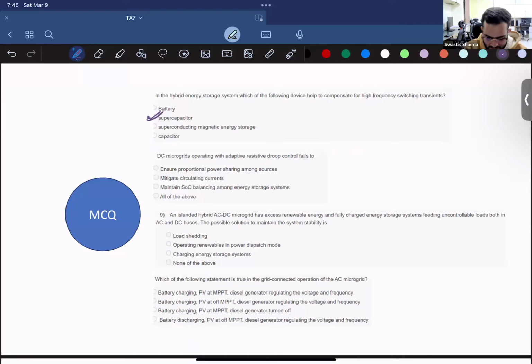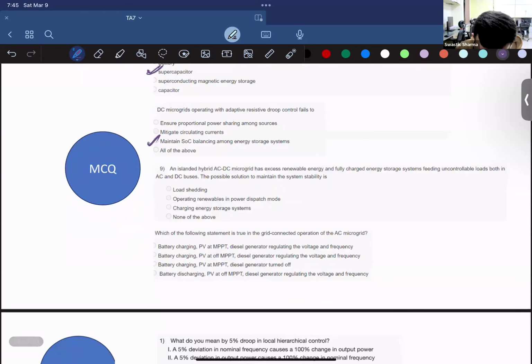So the third option is maintain SOC balancing among energy storage system. It can't do that. How can it maintain SOC balance? SOC is dependent on how much power you are extracting from it. A droop control doesn't work in tandem with your energy storage system. The output is just being taken based on how much your DC voltage is being regulated, right? So to control your DC bus voltage, you are taking power from that system, but it's not maintaining SOC balance at all. So the answer is C. It fails to maintain SOC balancing.